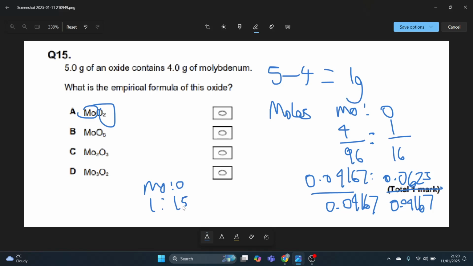So I got a 1 to 1.5 ratio, but for the empirical formula, remember, it's the simplest whole number ratio. So therefore I need to times by 2, and I should get a 2 to 3 molar ratio. So Mo2O3. The answer is C.